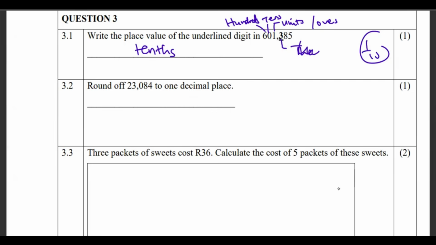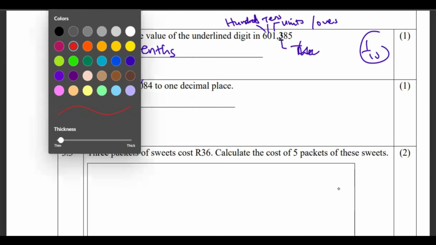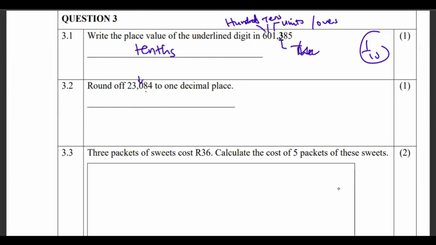Then they want us to round off this to 1 decimal place. So when you're rounding off to 1 decimal place, it means that we need one number after the comma. Now we have a 0. The digit that comes after 0 is 8, meaning that 8 is going to add a value of 1 there. So our answer is approximately 23,1. Digits between 5 and 9 will always add a value. Digits between 0 and 4 add no value, or they add a 0.